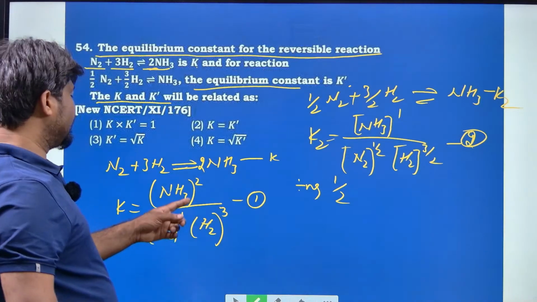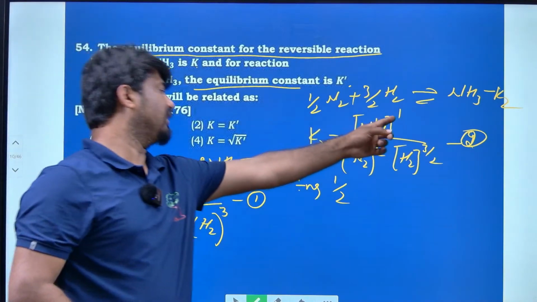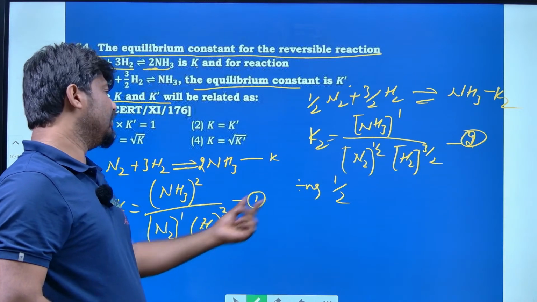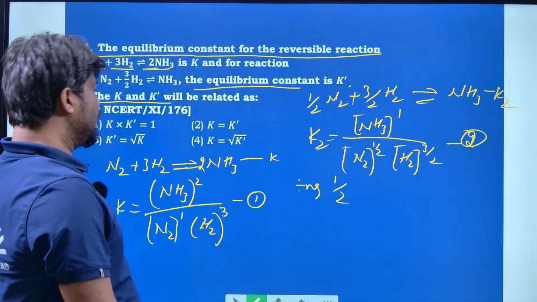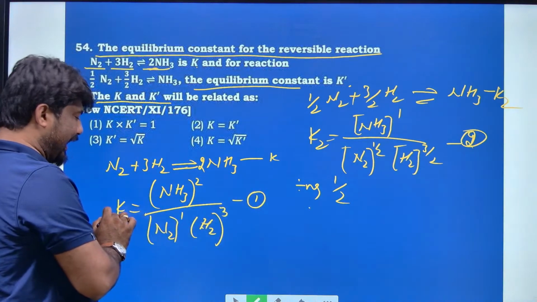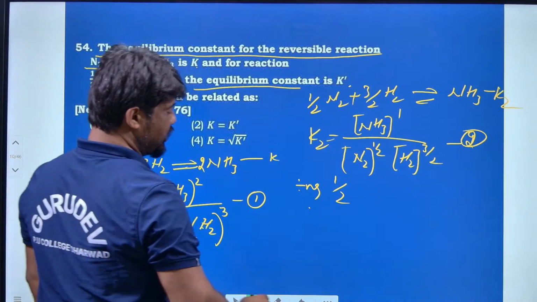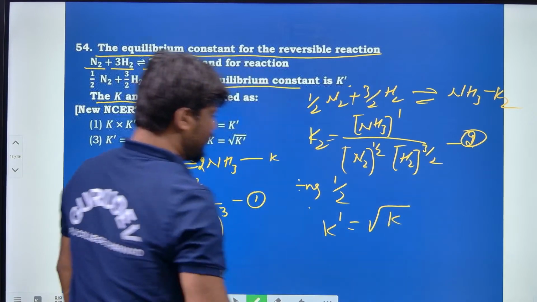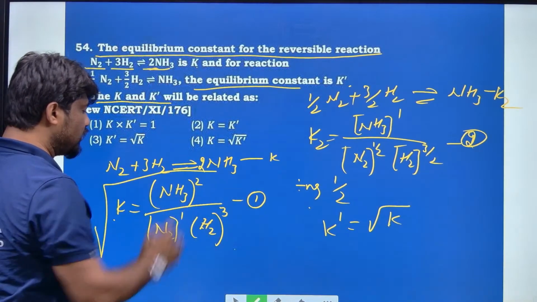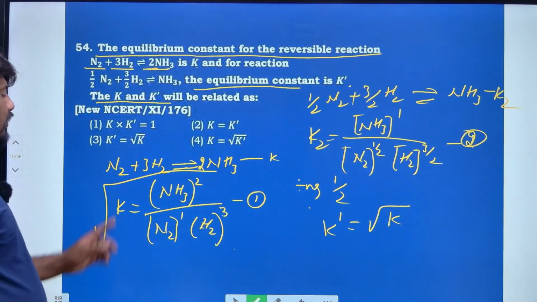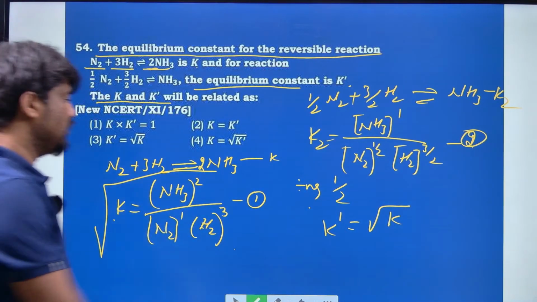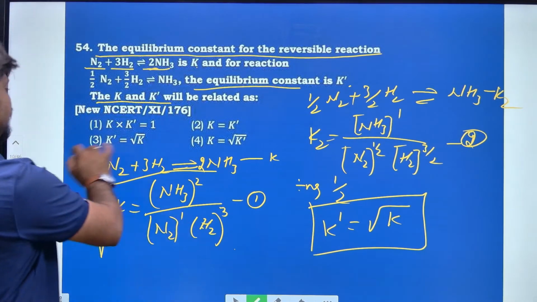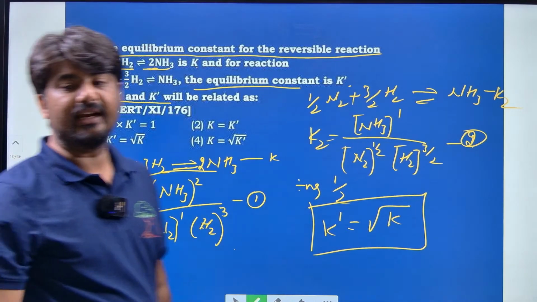Here nitrogens are 2, here nitrogen is 1, and here hydrogens are 3, but here hydrogens are 3 by 2. So if I take the square root of K, it will become K dash. K dash is equal to square root of K. It becomes balanced and equal. So the relation is K dash is equal to square root of K. Hence, answer 3 is the right answer for the question.